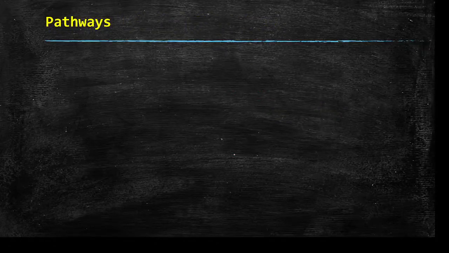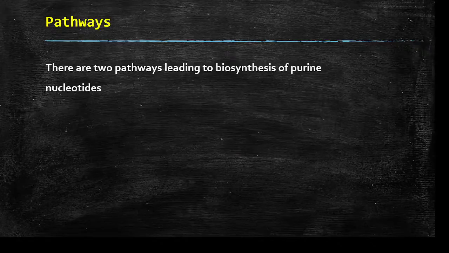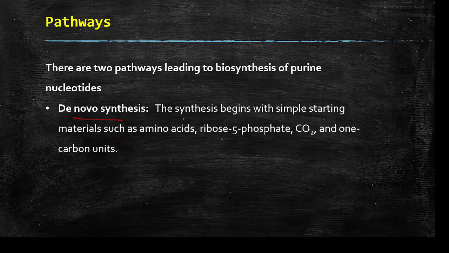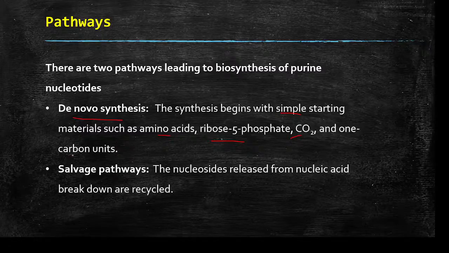So there are two pathways by which these purines can be synthesized. One is de novo synthesis, where the synthesis begins with simple starting materials such as amino acids, ribose 5-phosphate, carbon dioxide, and a few 1-carbon units. The salvage pathway is like a recycling process where the nucleosides that are released by nucleic acid breakdown are recycled again. So they are used for synthesis of different nucleotides.